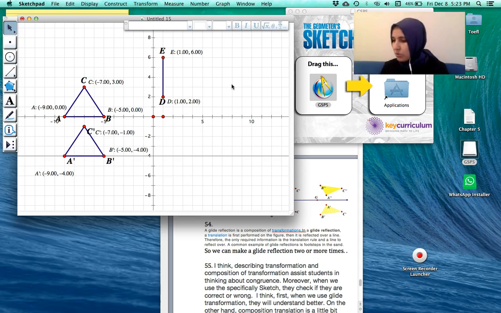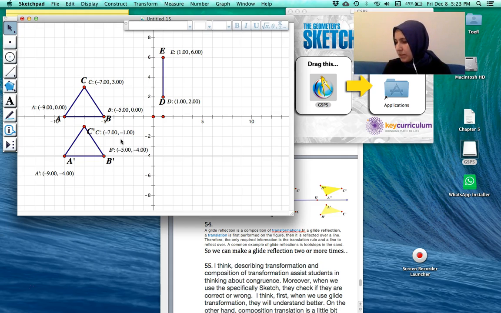Let's go to question 2. Explain what will happen to the coordinates of the vertices of the triangle. When I translated triangle ABC by the line DE, there will be another triangle whose points are: A is (-9, -4), B is (-5, -4), and C is (-7, -1).